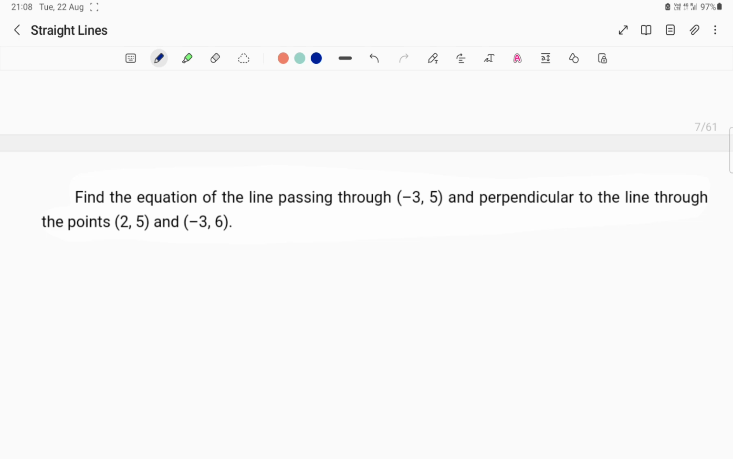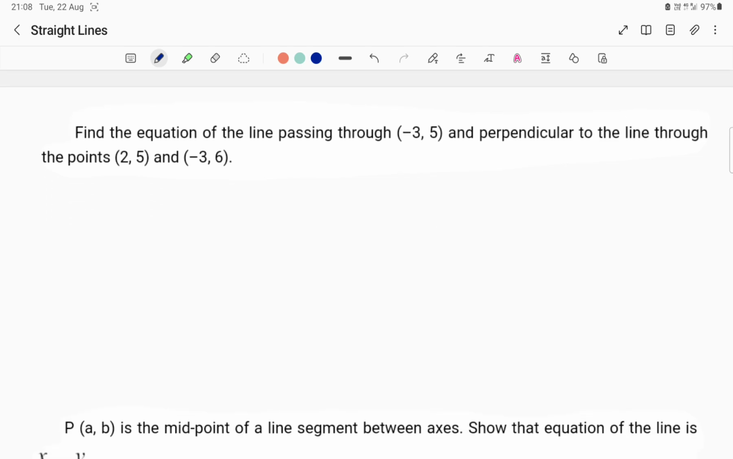So the first one we have is, find the equation of the line passing through minus 3 comma 5. So let's say this is 2 comma 5 and this is minus 3 comma 6. You want a line which is passing through minus 3 comma 5 and is perpendicular to the line through these points. Regarding perpendiculars, we have discussed only one concept, isn't it? What is the concept? That the product of the slopes is minus 1.